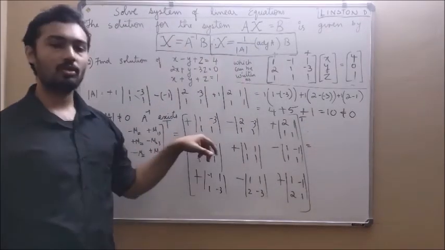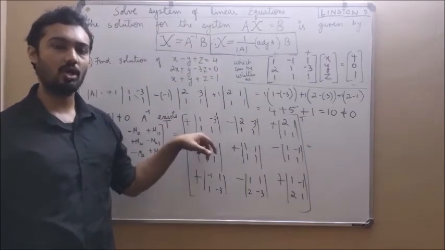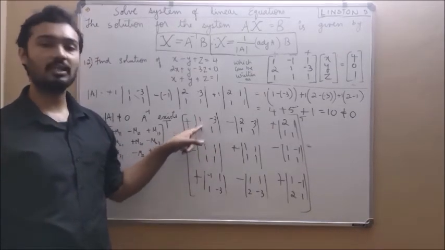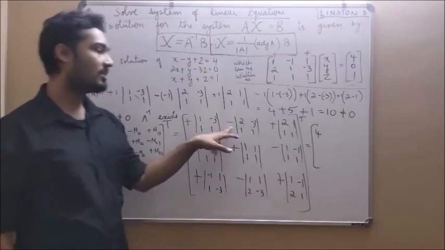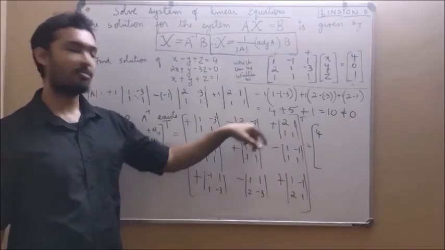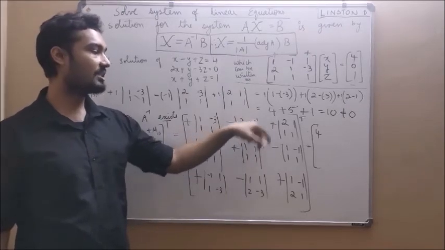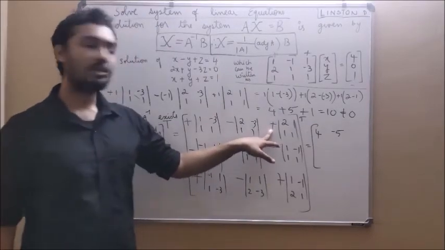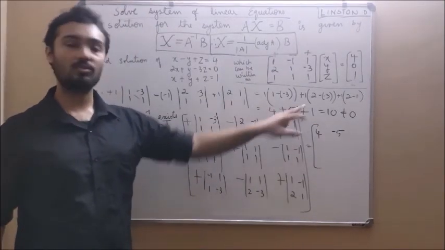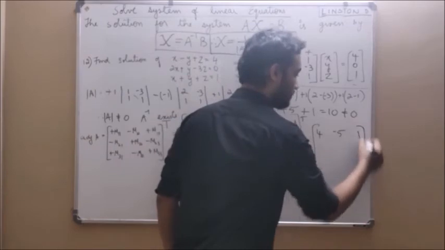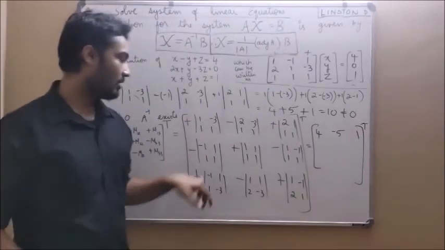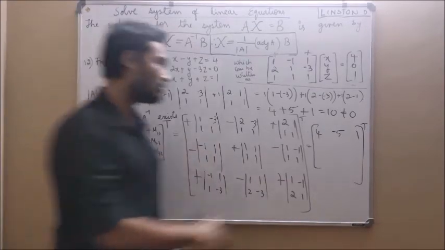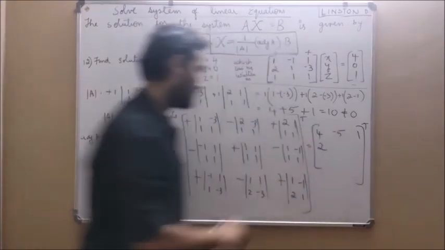So this matrix is equal to, now solve the determinants. Now solve this determinant here: 1 into 1, 1, 1, minus or minus plus 3, 1 plus 3, 4. Next, minus 2 ones are 2, 2 minus or minus 3, plus 3, 2 plus 3 is 5, so minus 5. Next here, plus 2 ones are 2, 2 minus 1 is 1, so it is plus 1. Next here, minus 1, minus 1. Minus of minus 2 is plus 2, so it is 2.